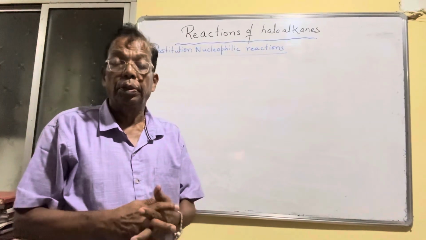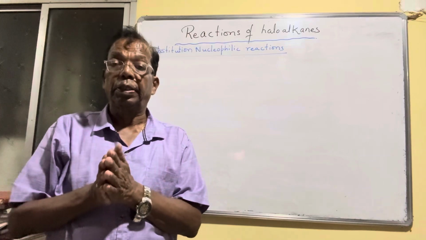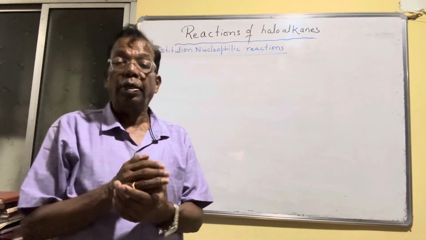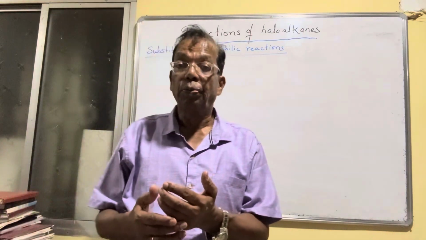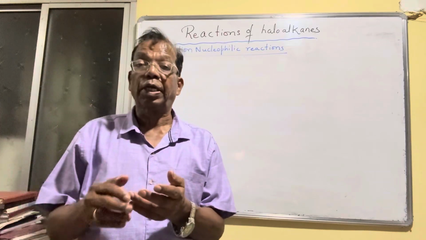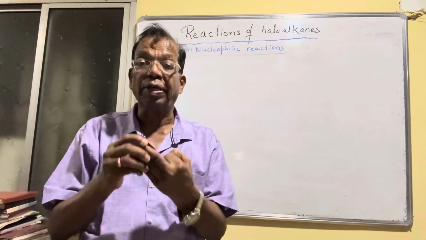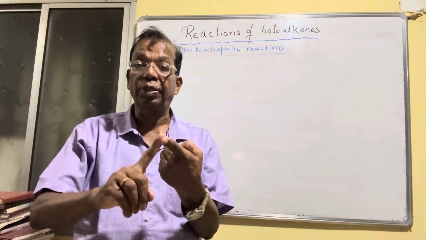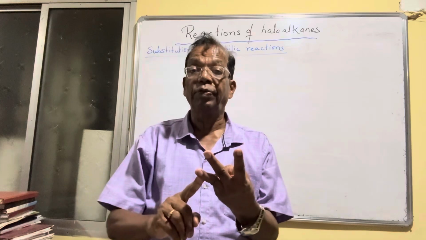So, students, now see today's video. I am going to explain to you all the reactions of haloalkanes. Now here there are different types of reaction. One is called substitution reaction, nucleophilic, so therefore it is known as substitution nucleophilic reaction. Second is called elimination reaction, and third is called reaction with metal. So three different reactions are there: one, nucleophilic substitution reaction; second, elimination reaction; and third, reaction with metal.